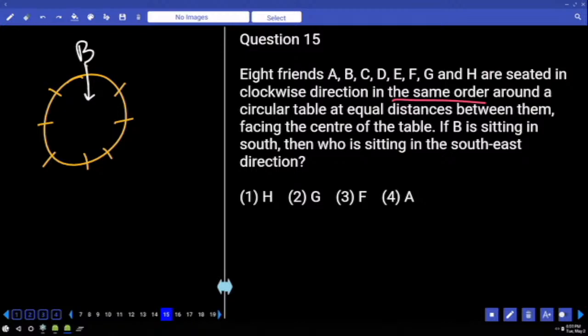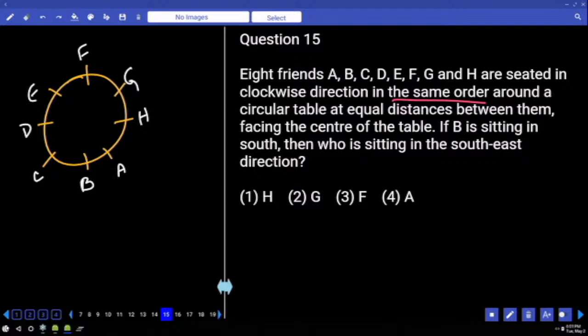B is at south. Then B will be here. B is sitting at south direction. It is not given that B is facing towards south. If B is facing south, then B must be here. Hence B is at south. Then from here onwards, C, D, E, F, G, H, A.